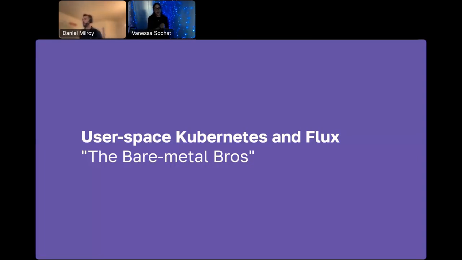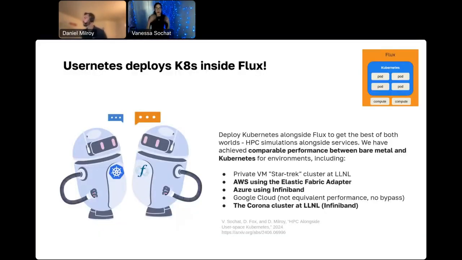And so this is a project that we like to call the bare metal bros. We have been working on this for several years. We started on premises with a private virtual machine cluster we called the Star Trek cluster. We realized very quickly that networking was an issue. There's a component called slirp4netns that requires packets to move through an additional tap device. It adds about 2 times overhead to running your application.